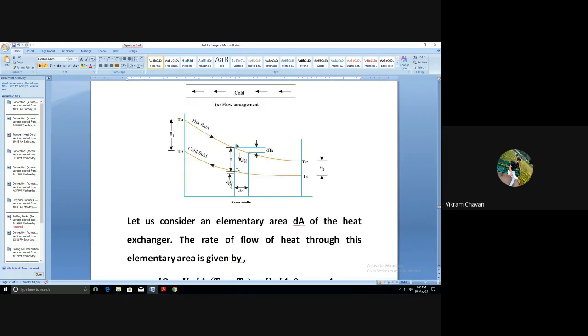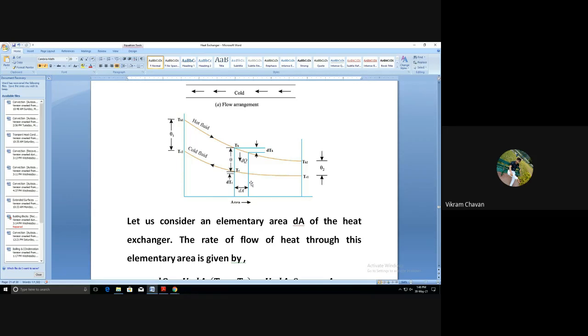But if you consider the positive x direction, both the temperatures in the positive x direction are going to decrease. This line is going to decrease in the positive x direction, and this line is also going to decrease in the positive x direction. Because to calculate the heat transfer rate, we have to consider the temperature difference.